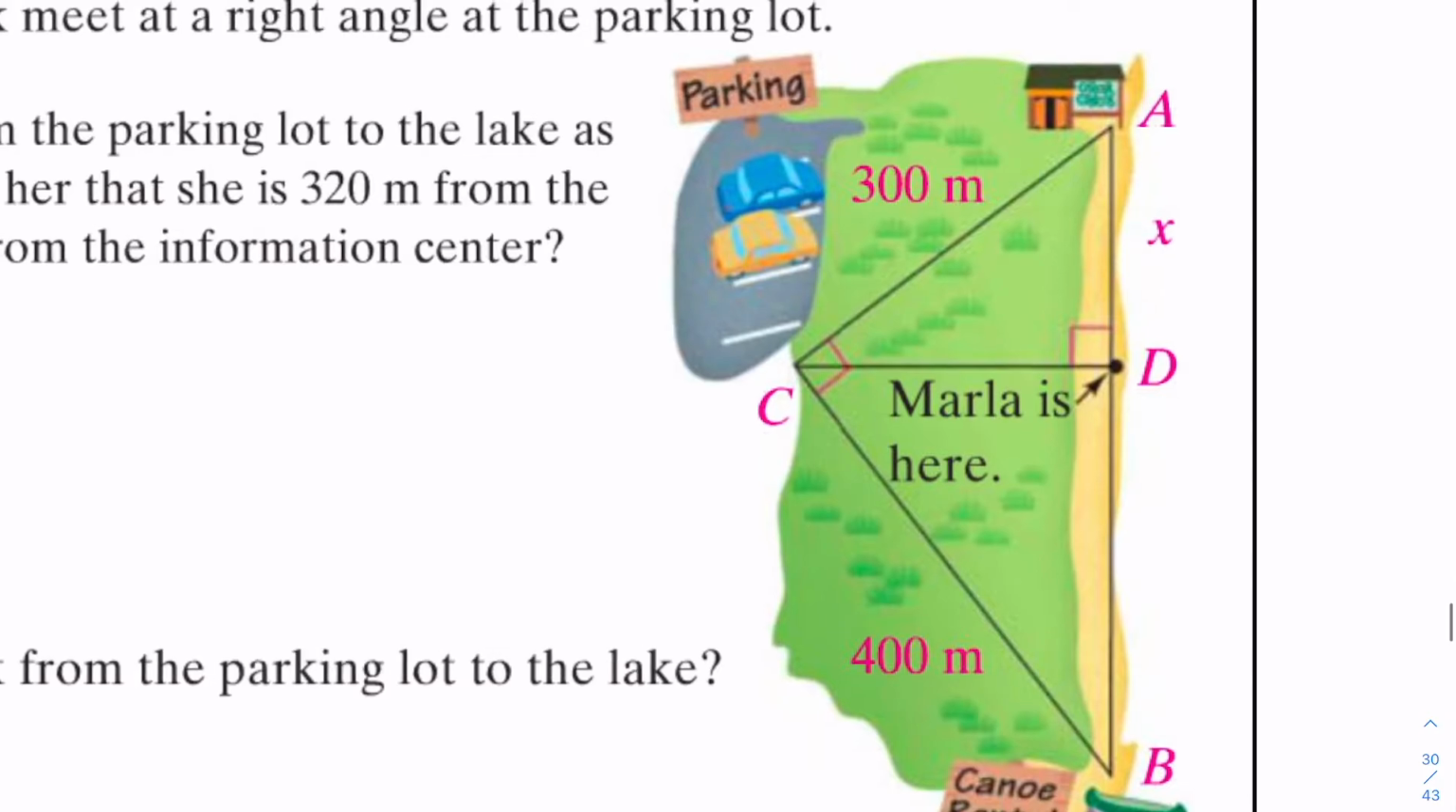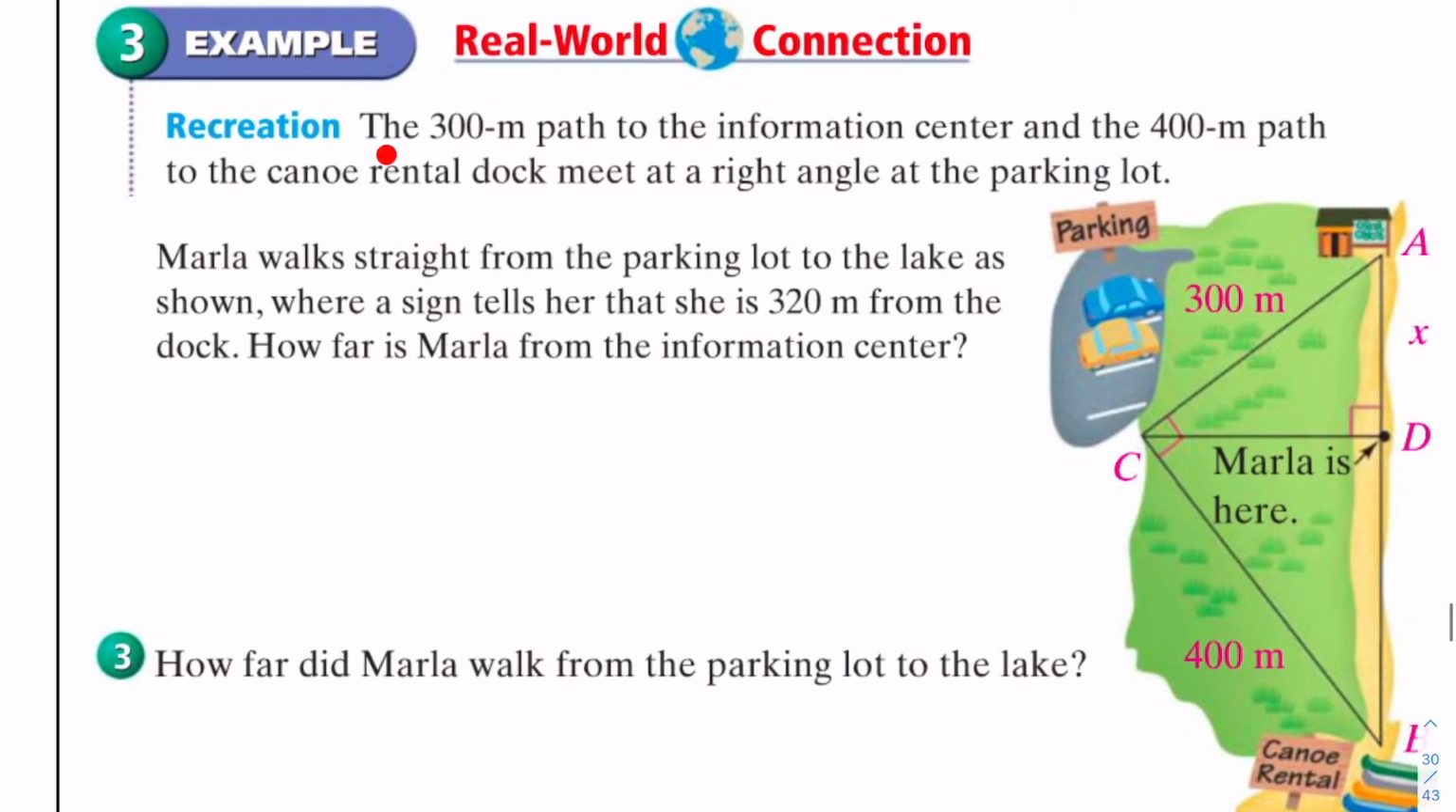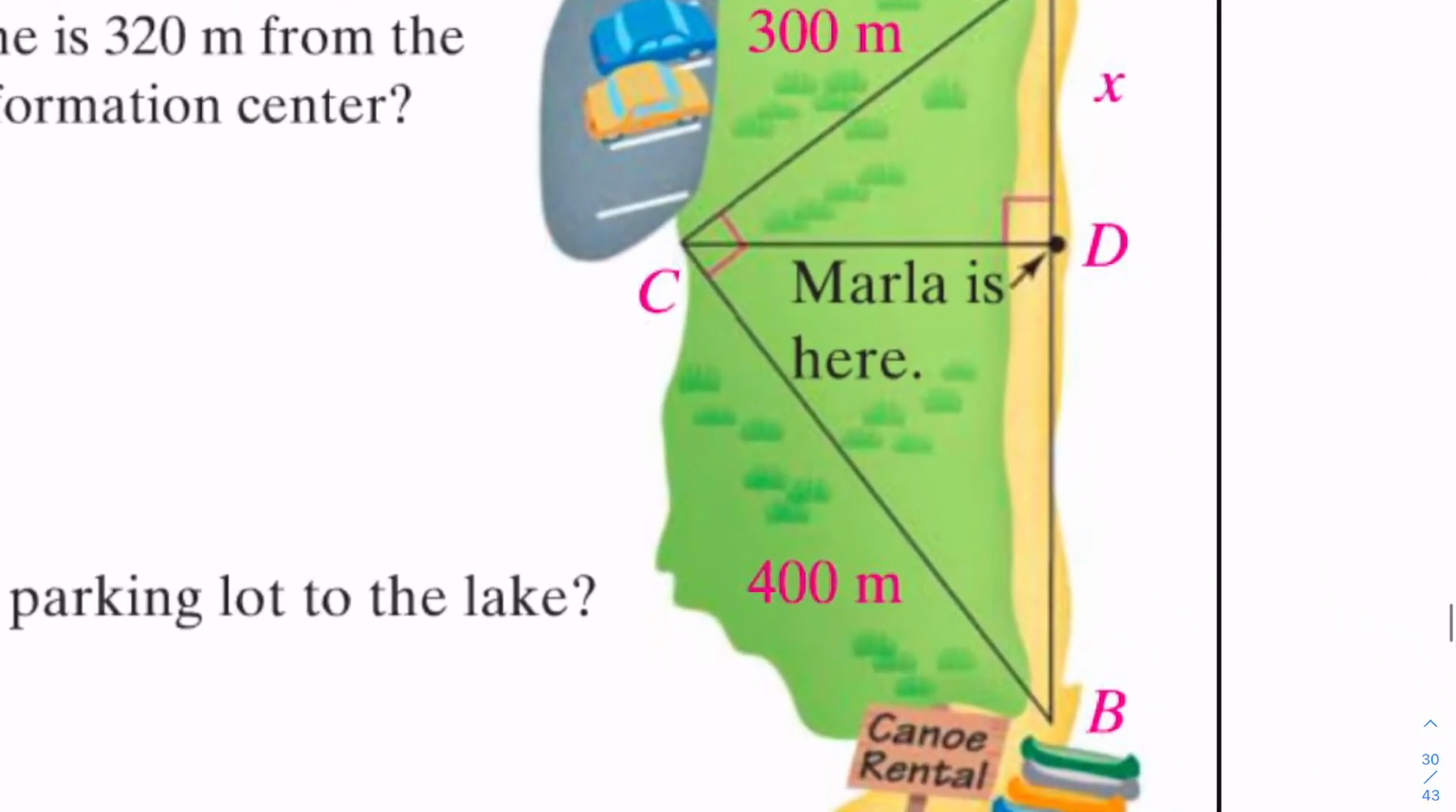Yeah, and so let's see what information we can pull from the text. So it says the 300-meter path to the information center and the 400-meter path to the canoe rental dock meet at a right angle at the parking lot. Here's the parking lot. There's your right angle and your 300 and 400. And it says Marla walks straight from the parking lot to the lake as shown, where a sign tells her that she is 320 meters from the dock. So I'm gonna actually write that information in. We got 320 meters.